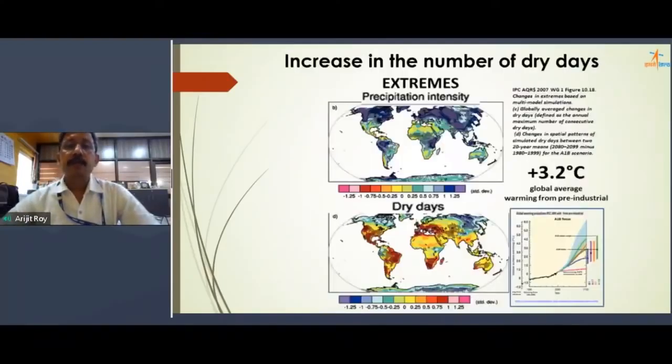Apart from that, there has been an increase in the number of dry days. Although the precipitation intensity has increased, the amount of rainfall is much higher in a very small number of days, whereas there are many more days which are dry. So the number of dry days has increased. And this has produced a drought-like situation almost all over the globe.